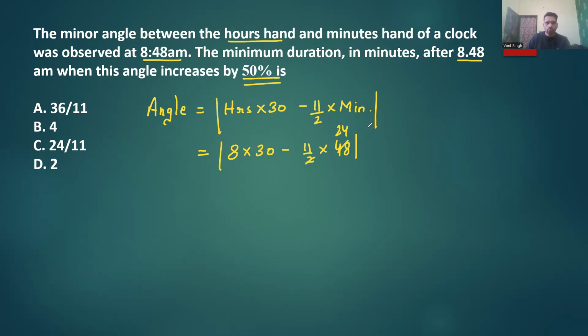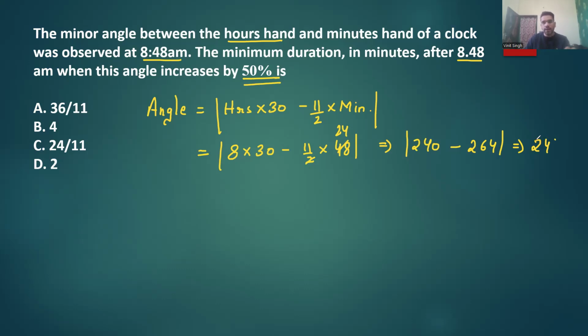Here is 24. So it will become 240 minus 264. The angle formed is negative. Now this formula we will use in a mod form. Either you are getting a positive or negative number for your angle, in the form of mod it is converted into positive. So 264 minus 240 is equal to 24.